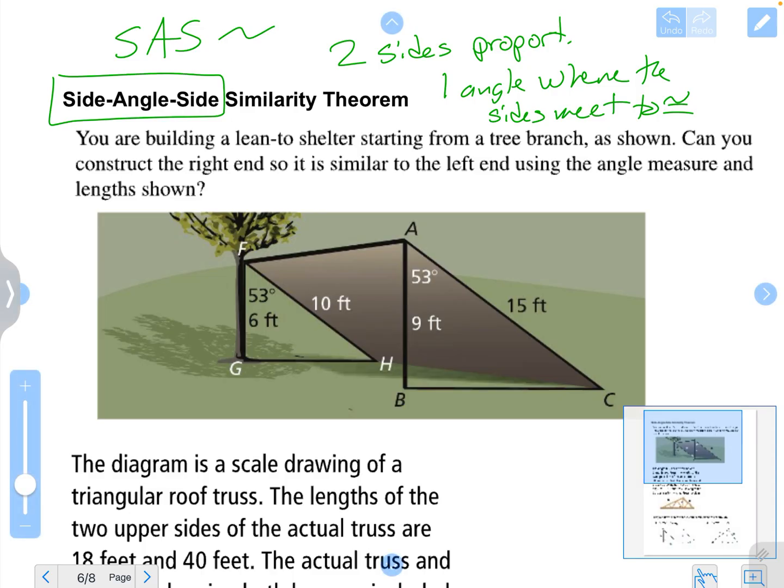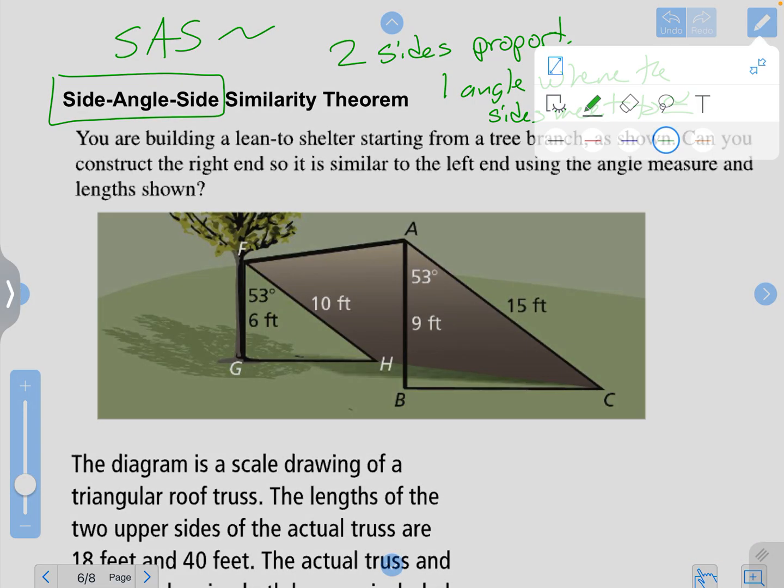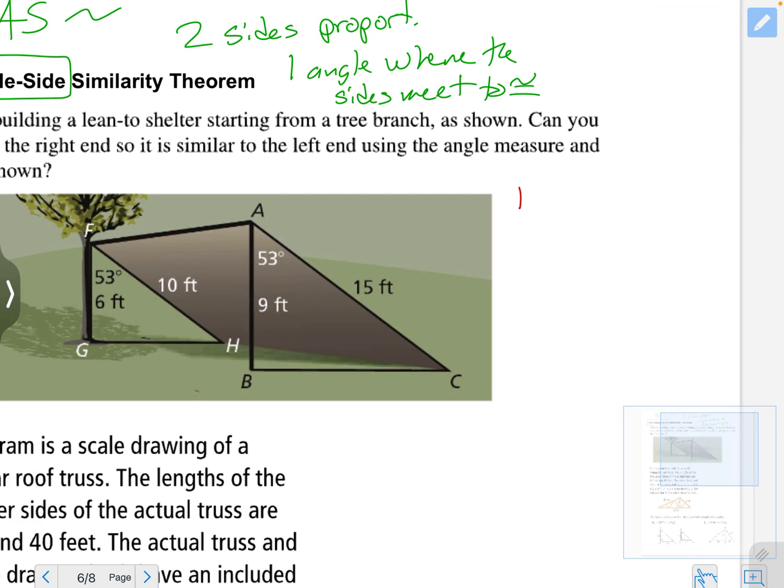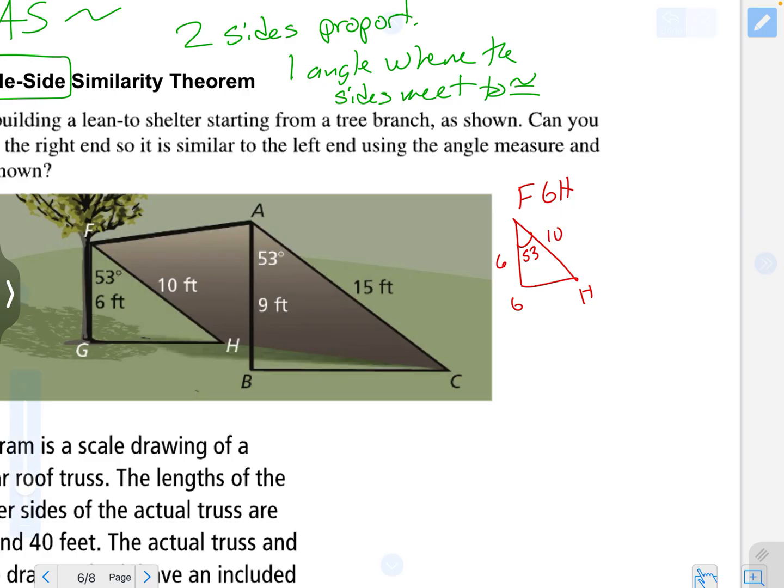So if we're looking at this problem here, we're building a lean-to shelter starting from a tree branch as shown. Can we construct the right end so that it is similar to the left using the angle measures? So we've got triangle FGH. This angle here is 53 degrees. This is 6, that's 10. And then we have triangle ABC, 53 degrees, and then we've got 9 feet and 15 feet.